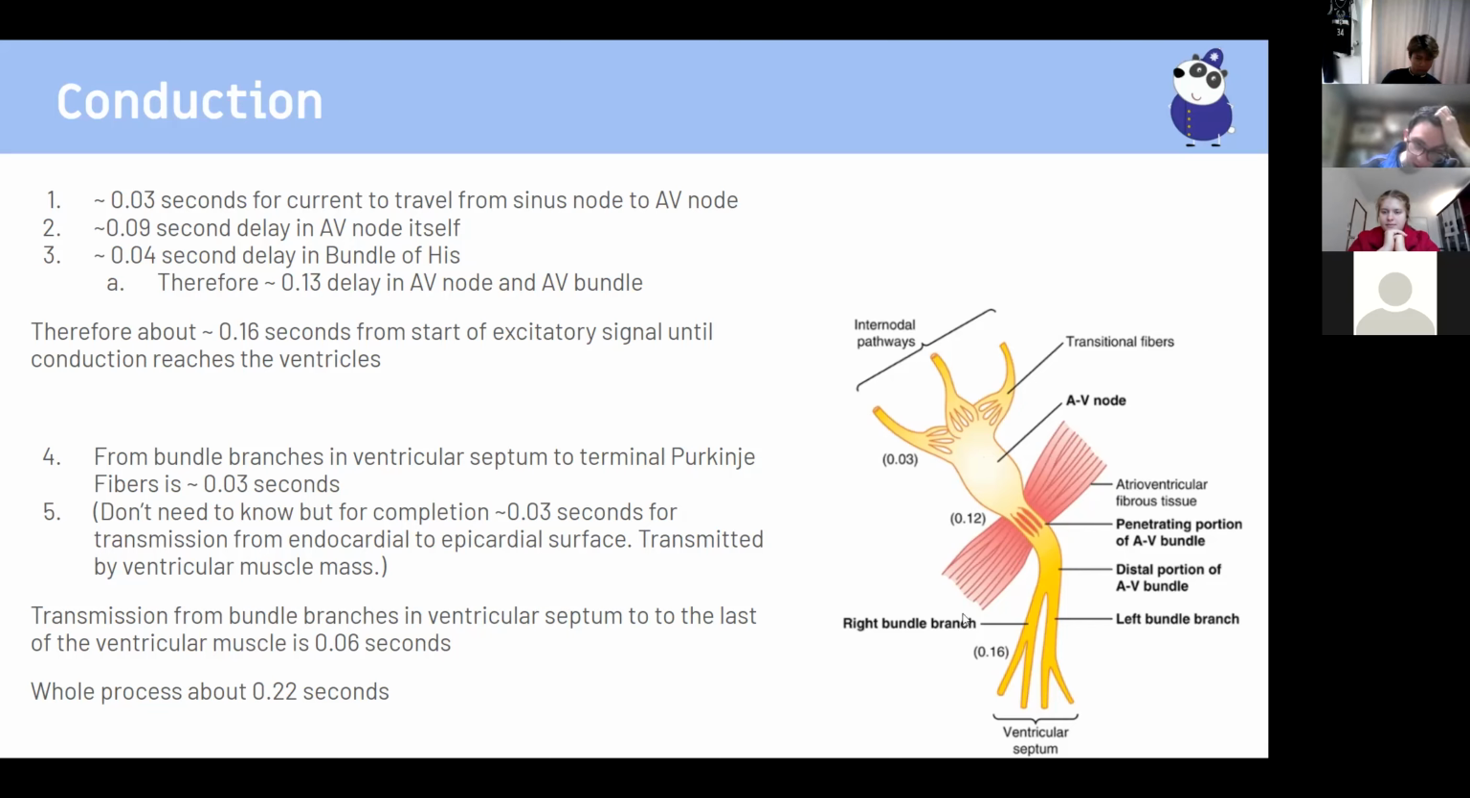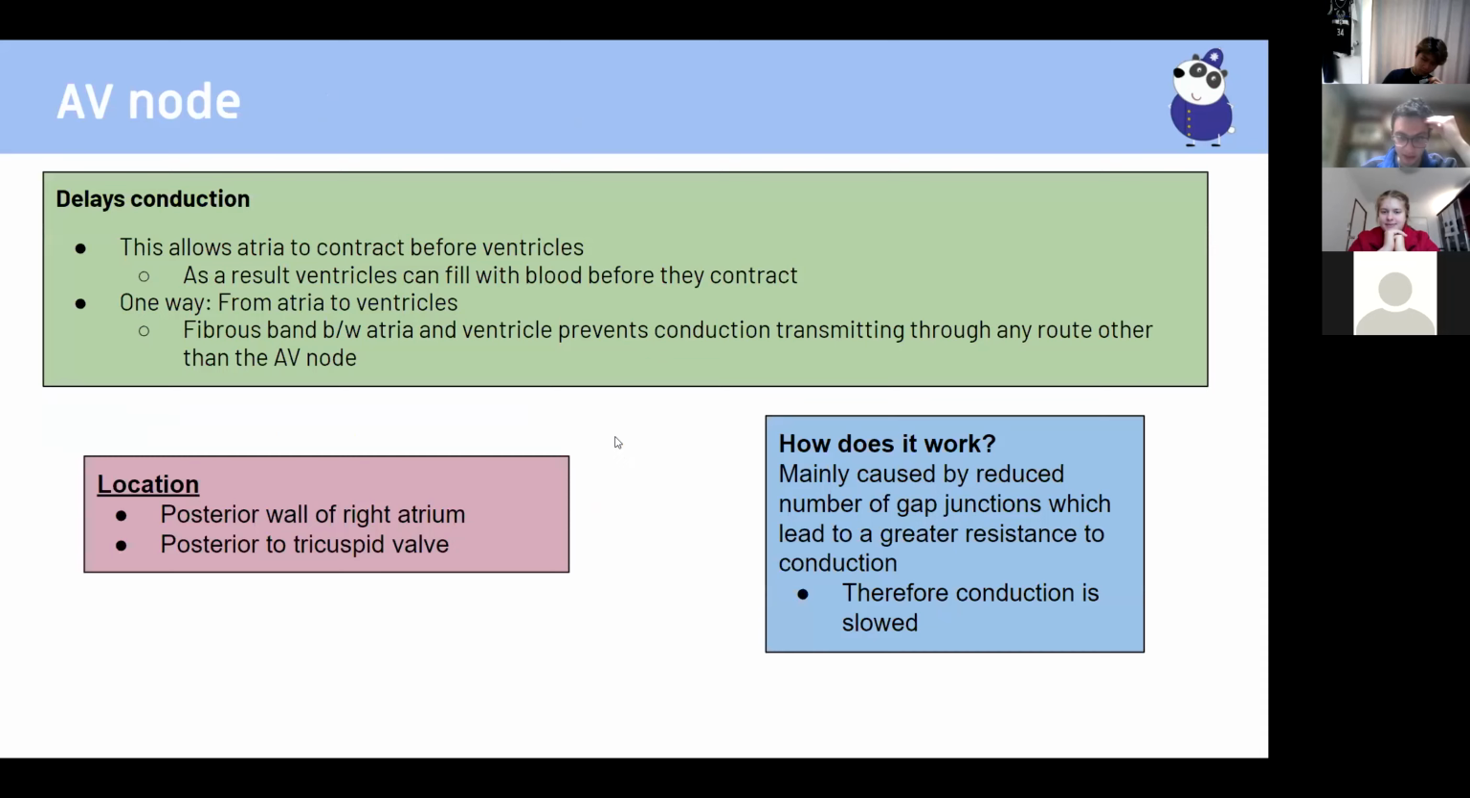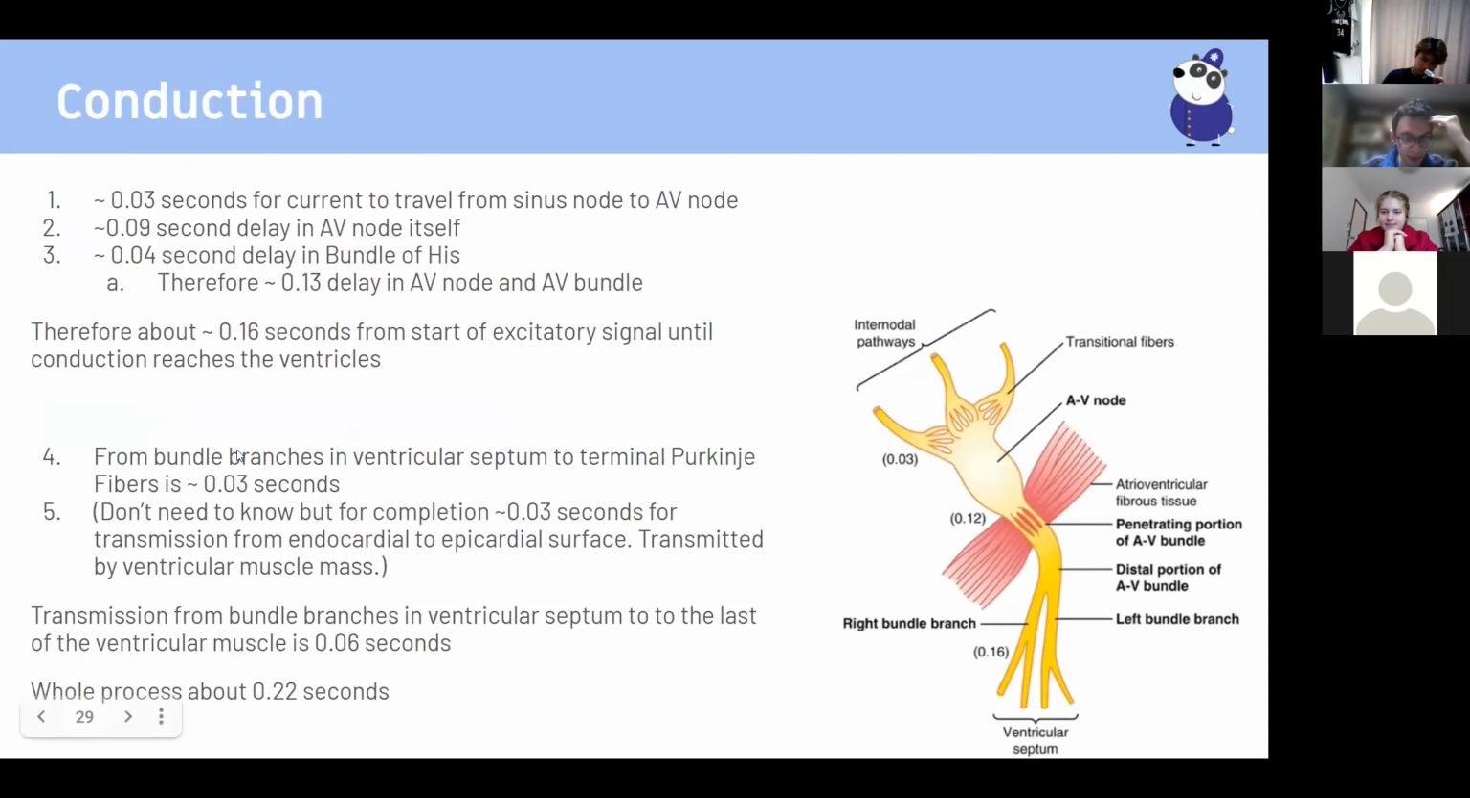Once the signal reaches this ventricular septum, so we're in the septum over here, the difference between there and the Purkinje fibers is 0.03 seconds, really rapidly going to all parts of the heart.